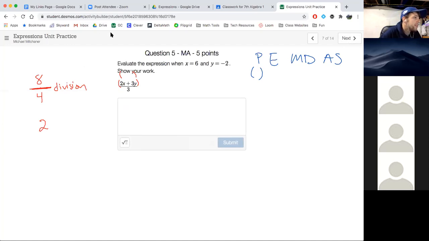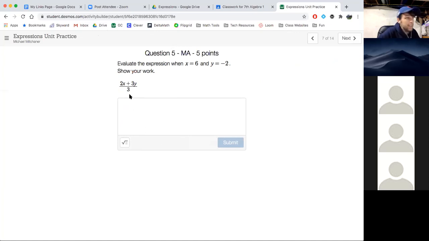Oh, I said that was gonna be the last one. I misspoke, there's one more. All right, so now this one, we are evaluating an expression. Whenever you see the term evaluate, that means we're going to try to get a single number answer. And usually when we're evaluating, we're plugging in numbers for a variable. So in this case, everywhere there's an x, we're going to put a -6, and everywhere there's a y, we're going to put a -2.